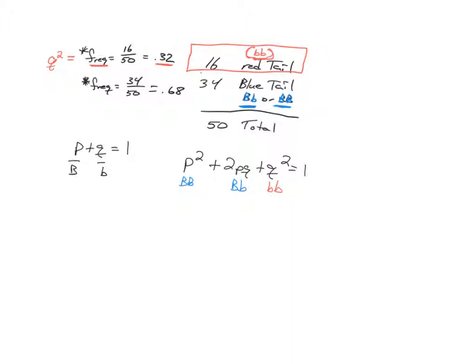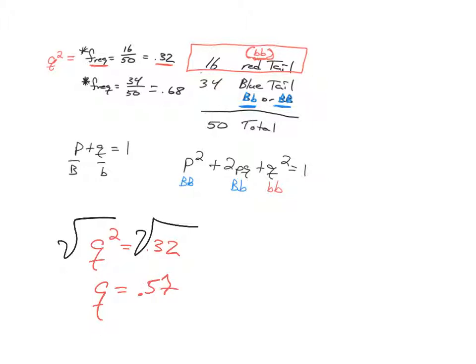So you know Q squared is equal to 0.32. How do I solve for that? I do the square root of Q squared and the square root of 0.32. What's the square root of 0.32? It's 0.57. Easy as pie. So you know Q.